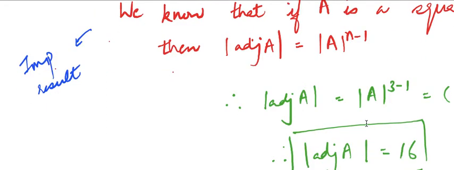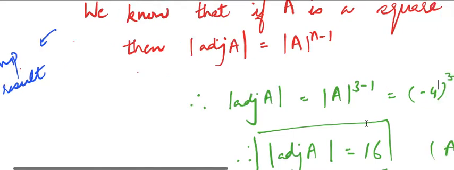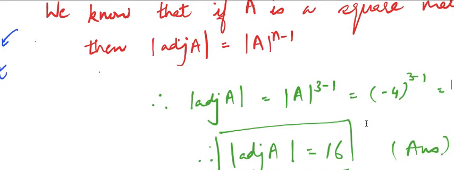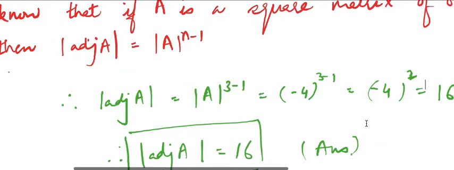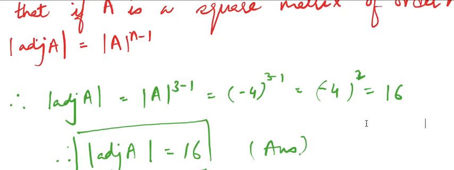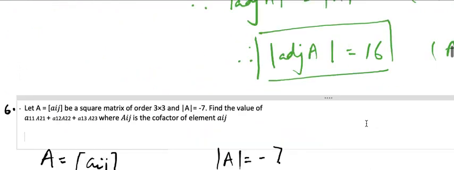Now determinant of adjoint A will be equal to determinant A raised to n minus 1. What order is given here? Order of the matrix is 3. So 3 minus 1, and you will get your value as -4 raised to power 3 minus 1, which is -4 square, which is equal to 16. So the determinant of adjoint A value is 16. So we have simplified two objective type questions. I hope I could make them clear.